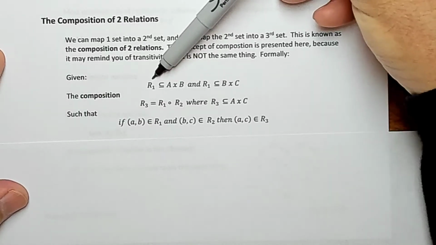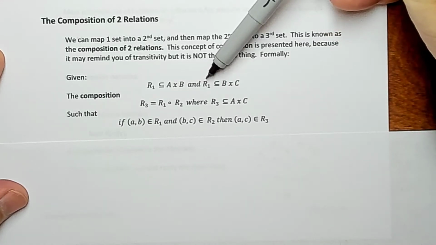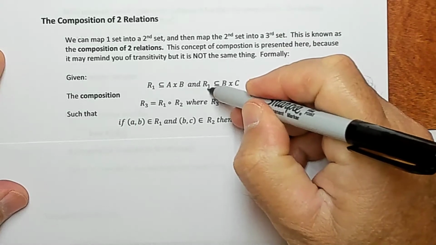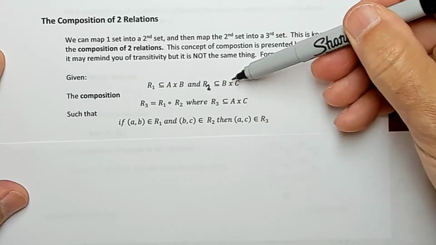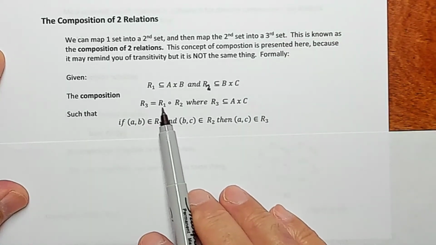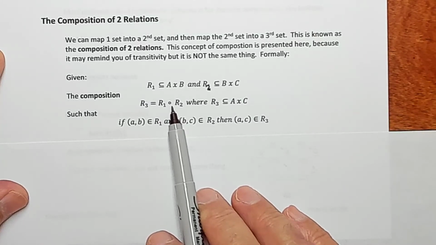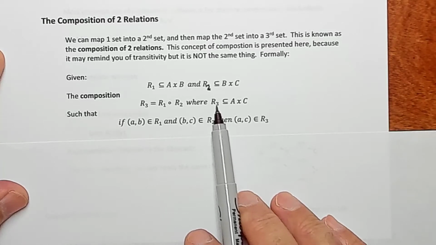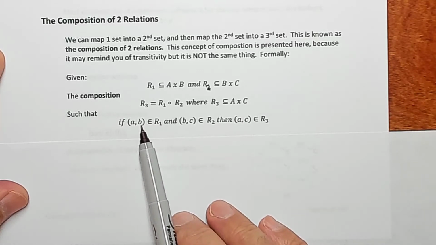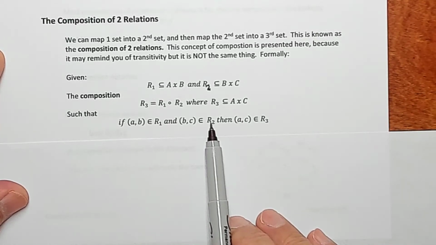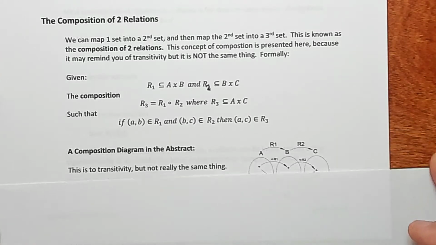So we have relation R1 that maps a set A into a set B, and then, well, this should be a 2 here, typo. I'll have to fix that in the notes. And then we have a relation R2 that maps B into C. Then the composition R3 would be denoted like this. We'd say R1 composition R2, and we use this little circle. R3, the composition, would map the set A into the set C. Basically, if there's AB in R1 and BC in R2, then AC will be in R3.